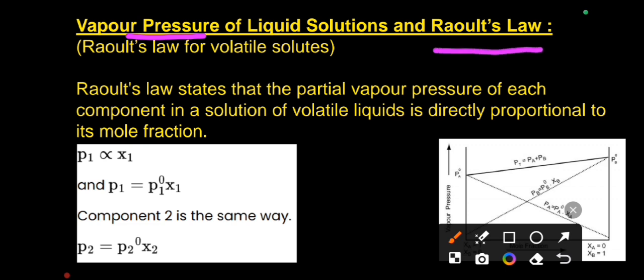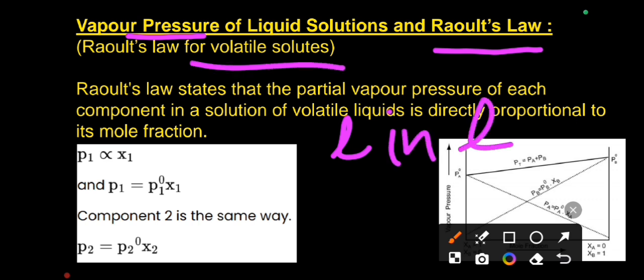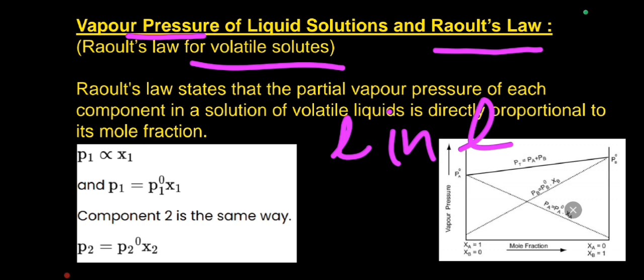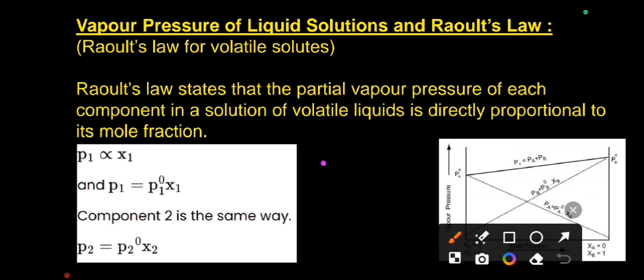We should know about Raoult's law. It is applicable for liquid in liquid, but one more condition is there, it must be volatile. So what is the meaning of volatile? Volatile means which has capacity to evaporate. This is called volatile. Okay, suppose we have taken the example of ethanol and water.